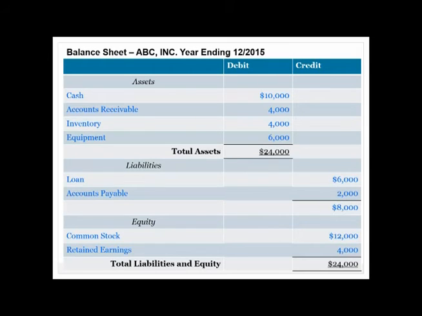We also have current and long-term liabilities. Current liabilities are liabilities that are expected to be paid within a year's time. So your accounts payable, as shown here, would be considered current, while the loan, also shown, might be considered long-term because it's spread out over multiple years.